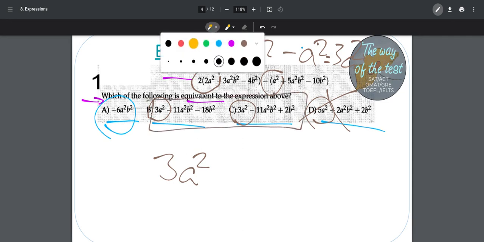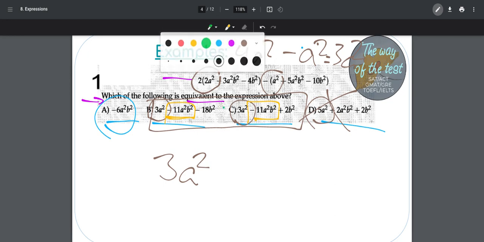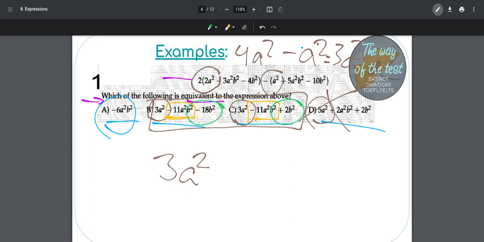Now, I could do the second term, which is 11a b squared, a squared b squared, but if you notice, they have the same term, which means I don't really care about the second term because after I find the second term, it's going to be the same for B and C, so I'm not going to focus on the second term. I'm going to focus on the third term, on the b squared, because now I get a different term. Here I have negative 18b squared, and here I have positive 2b squared.